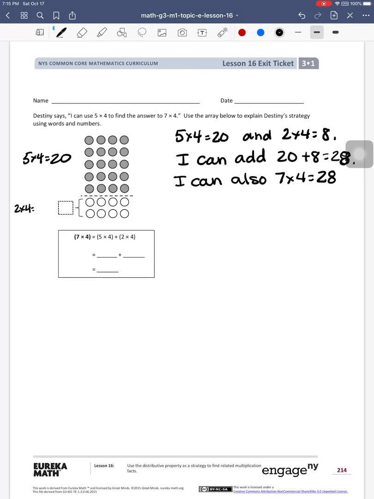And what does 2 times 4 equal? Right, 8. So 5 times 4 equals 20. 2 times 4 equals 8. 20 plus 8 is 28. I can add 20 plus 8 equals 28. Or I can also multiply 7 times 4 equals 28.